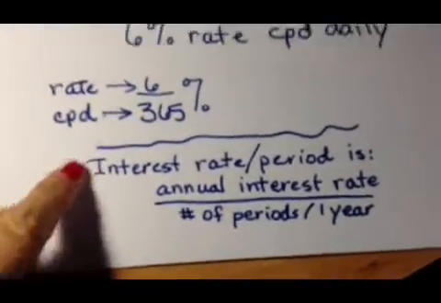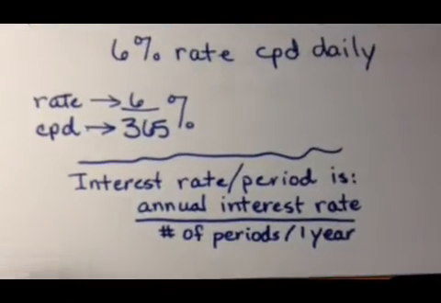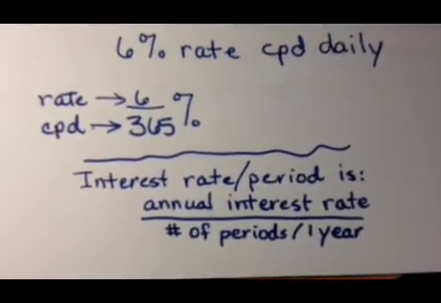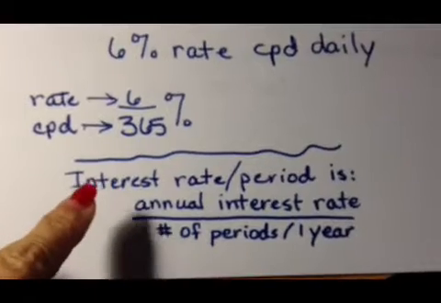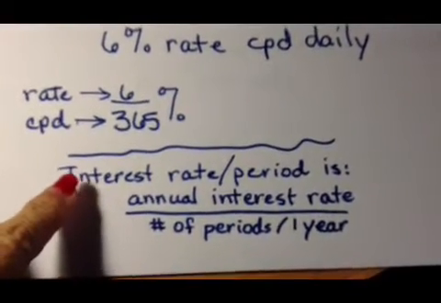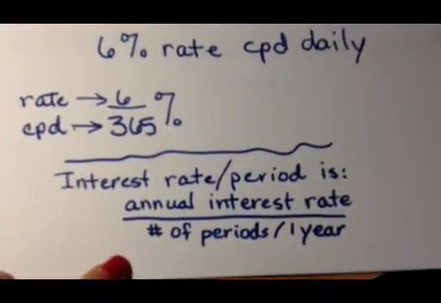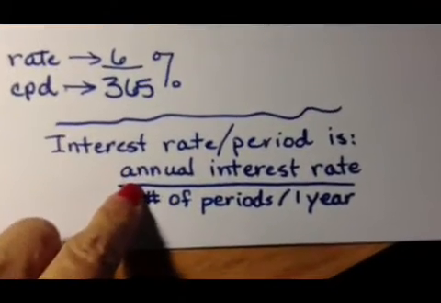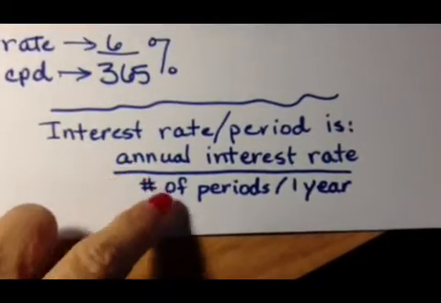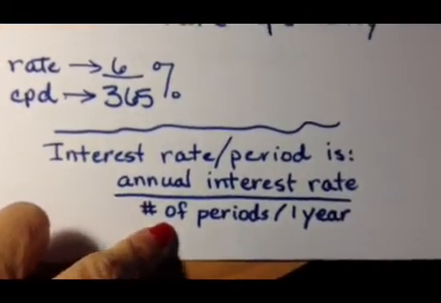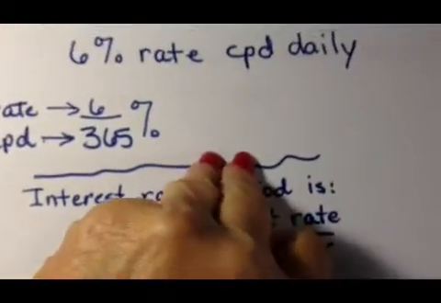Now, you need to keep in mind that in order to solve problems that are compounded interest, you need to know what the interest rate per period is. And in order to get that, you take the annual interest rate and simply divide it by the number of periods in 1 year.